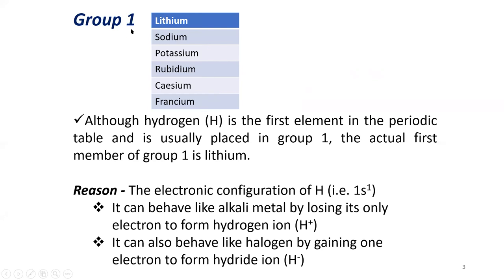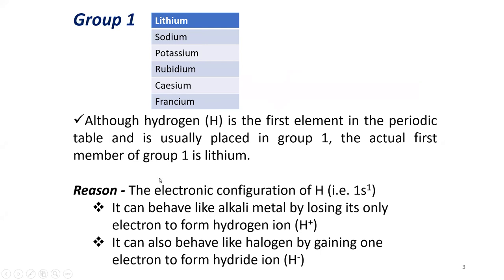If we look at the periodic table, we see that hydrogen most times is usually put in the same group with group one elements. But hydrogen is not a group one element, although it's the first element in the periodic table. So the actual first element of your group one is lithium.